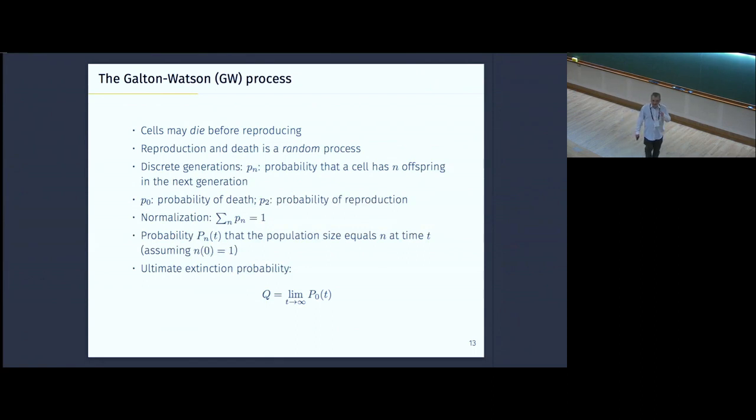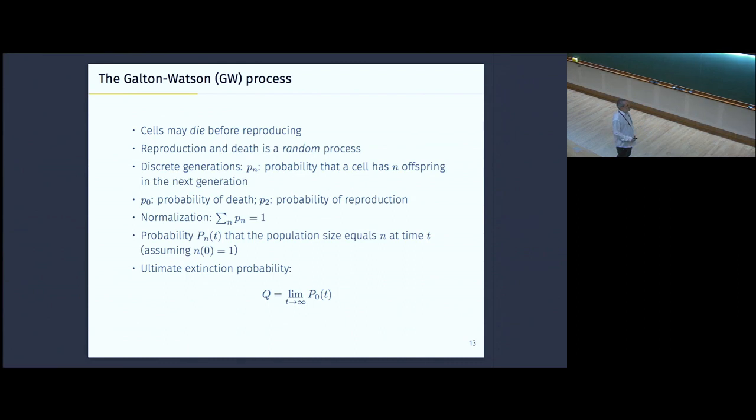So let's first state the Galton-Watson process in discrete generations. Let's define Pn as the probability that a cell has n offspring in the next generation. Of course, the usual case is that it has 2 offspring because it divides in 2. But if you look at, I don't know, yeast, for instance, you may have a more general case. And then you have a P0, which is a probability, and P2 is the probability of reproduction, splitting into 2. Of course, in general, we have a normalization: the sum over n of Pn is equal to 1. Of course, P1 also could be there.